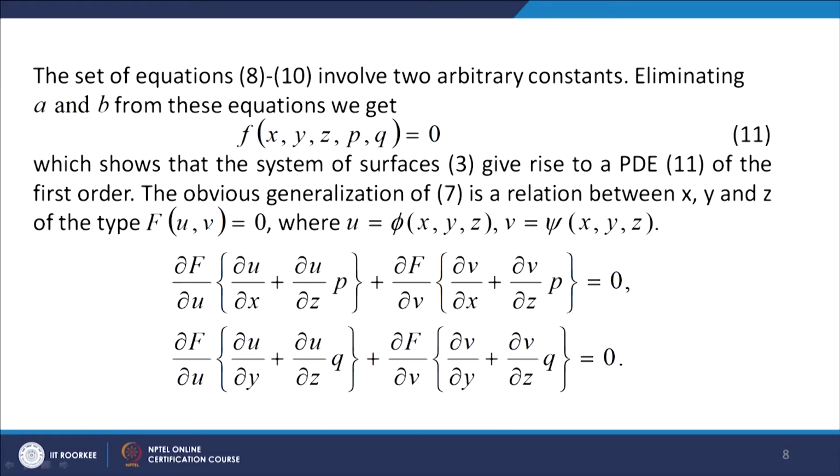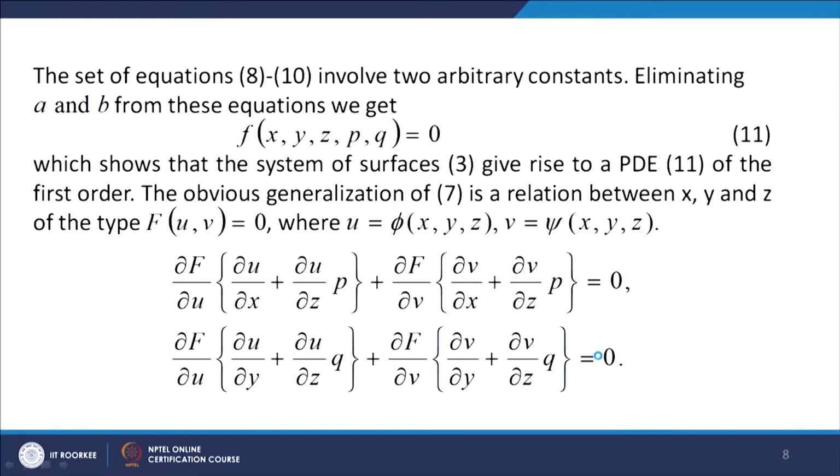Similarly, when we differentiate f(u, v) equal to 0 partially with respect to y, we get partial derivative of f with respect to u into partial derivative of u with respect to y plus partial derivative of u with respect to z into partial derivative of z with respect to y, which we are writing as q, plus partial derivative of f with respect to v into partial derivative of v with respect to y plus partial derivative of v with respect to z into partial derivative of z with respect to y, which we are writing as q, equal to 0.